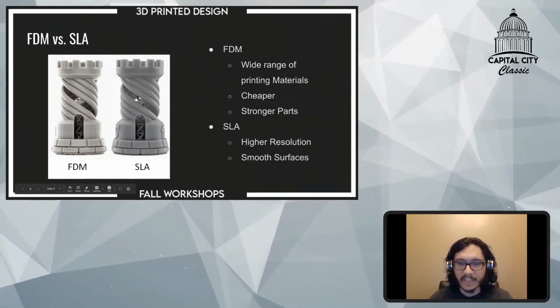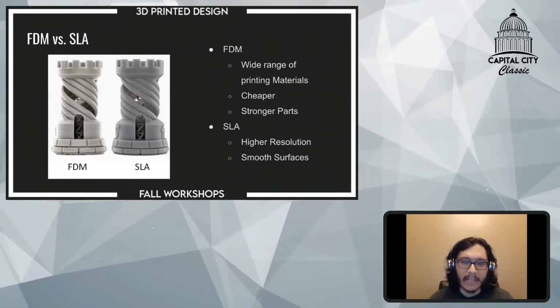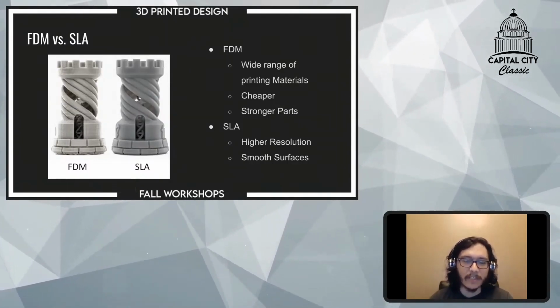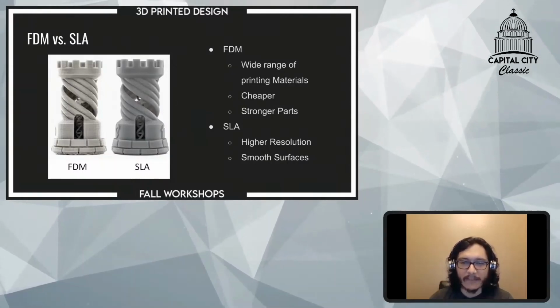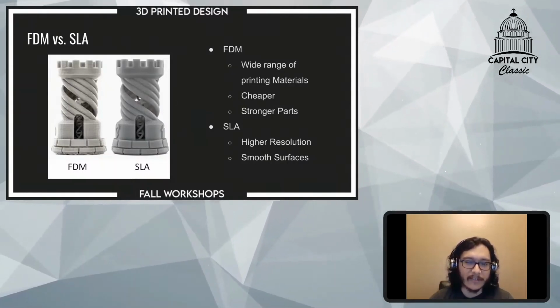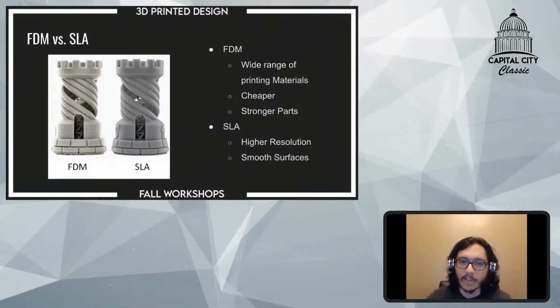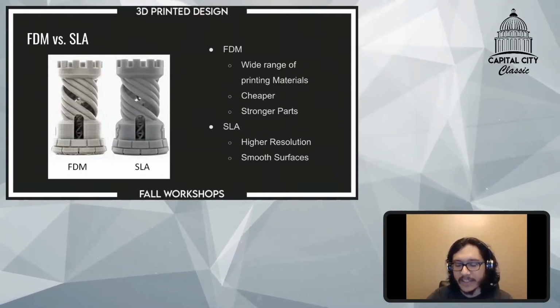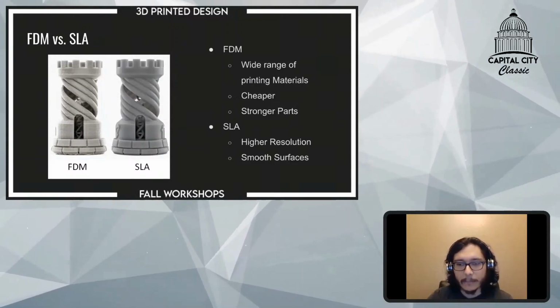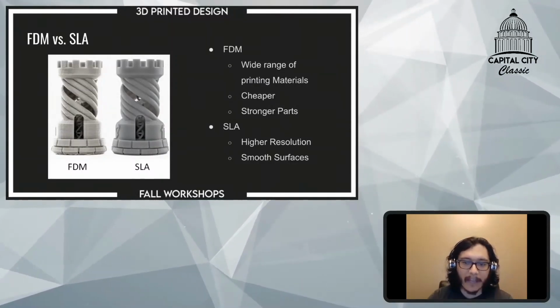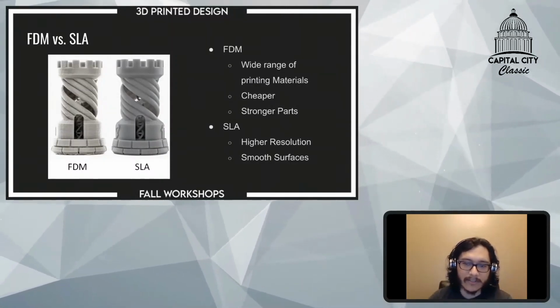FDM machines are typically cheaper. They're made with simple off-the-shelf servos and stuff like that. They're not as research intensive to get an actual functioning machine, and typically the parts are stronger. SLA machines do provide higher resolution because you're not limited by the nozzle size.